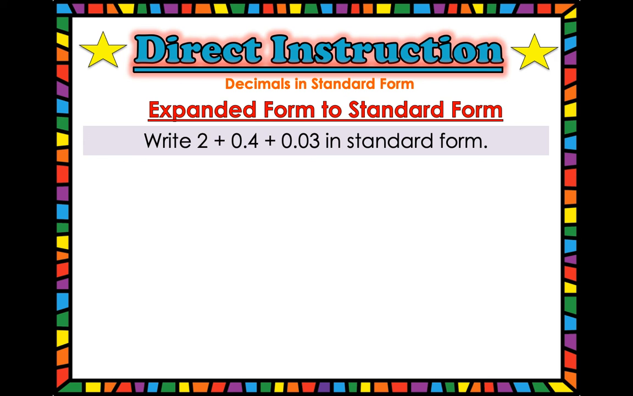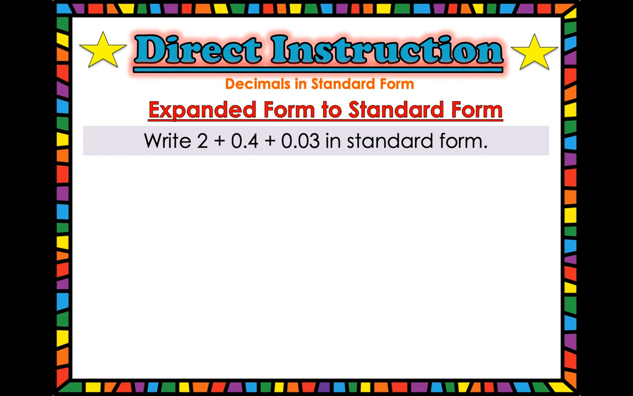Okay, now we're going from expanded form to standard form. Now it's going to be the same thing. When we're working with whole numbers, you line up the numbers and add them up, and they will be equal to the number written in standard form. It's going to be the same thing for decimals. The difference is you have to remember to line up the decimals.